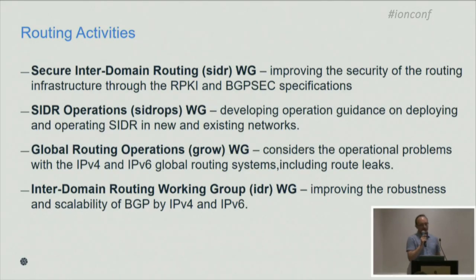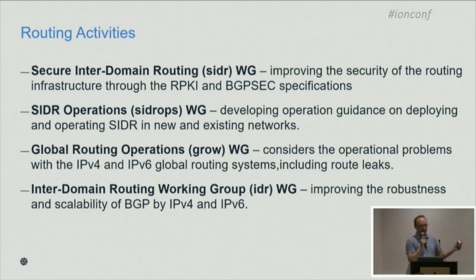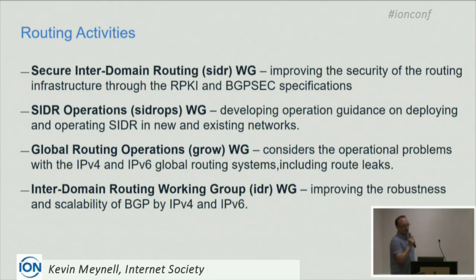And then you've got a newer working group, I think formed a year or two ago, the SIDR Ops group. So that's really taking the SIDR specifications and working out how this can be deployed in new and existing networks. More generally, there's the Global Routing Operations working group that is looking at the operational problems that you have with IPv4 and IPv6 routing. And then there's also the Interdomain Routing working group, which is dealing with the scalability of the BGP routing mechanism.